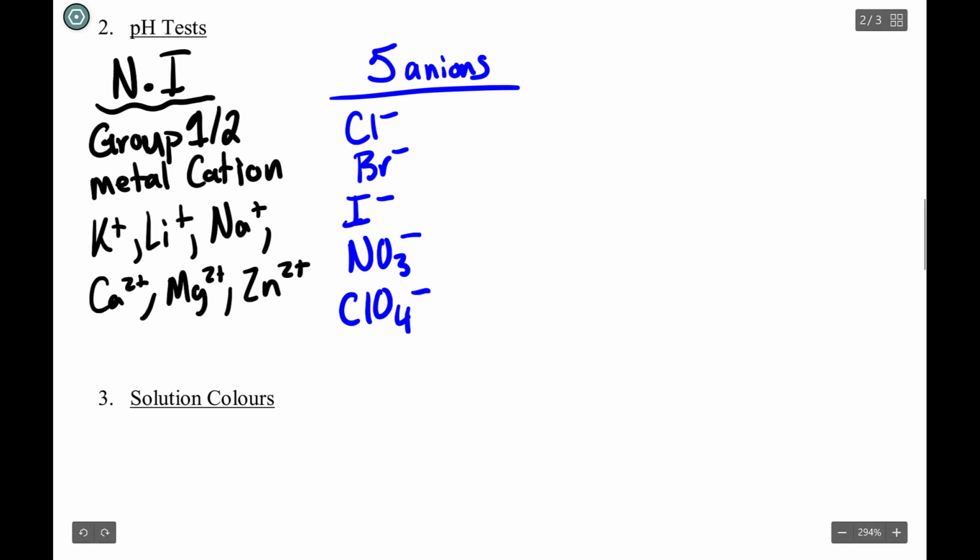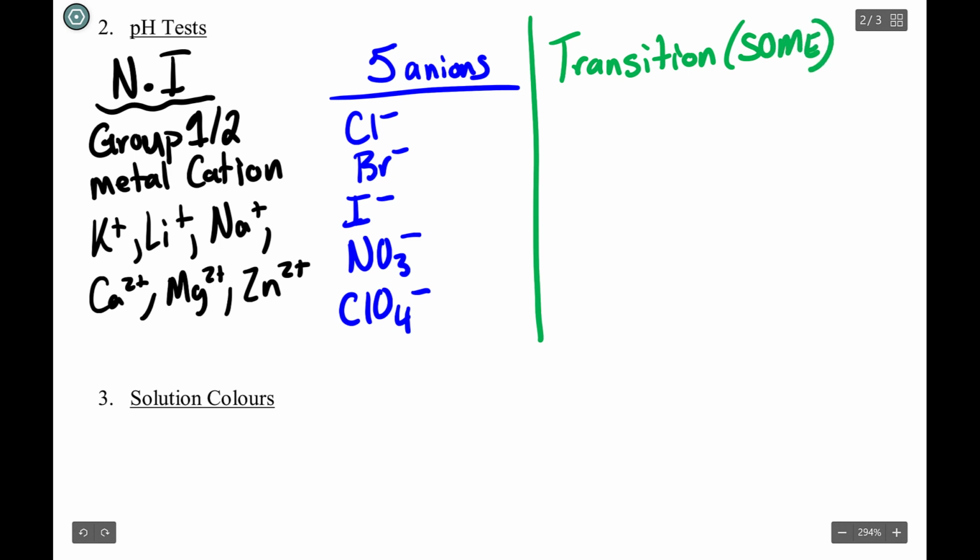The other thing that I'm just going to mention briefly is, why does it have to be group 1 or group 2? The answer is there are other cations which are neutral, but they are very specific. Like, you have to know exactly which ones. So for instance, some of the transition metal ions, some of them are acidic.